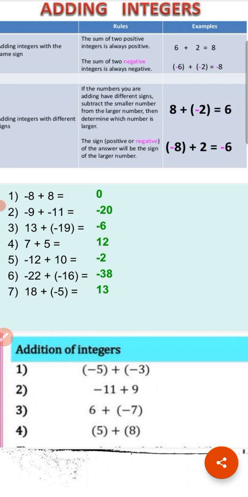Children, let us do a few examples using the rules for adding integers.